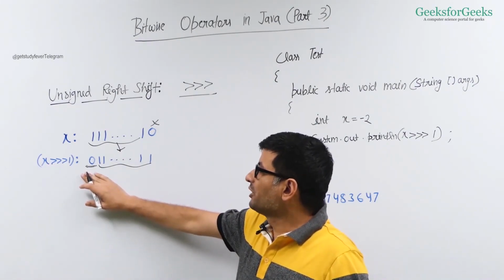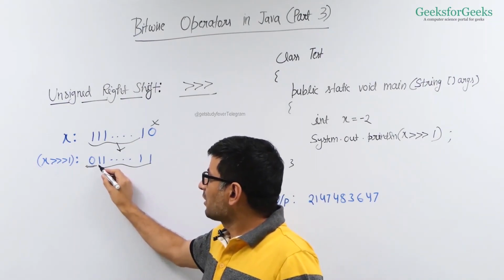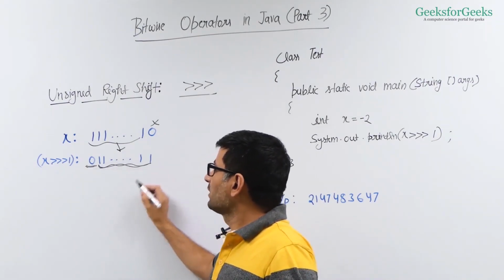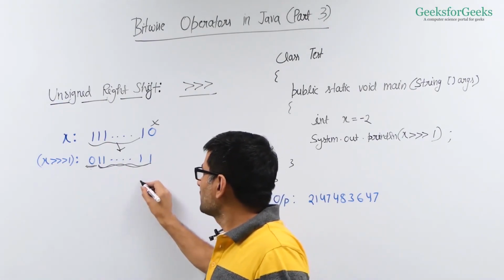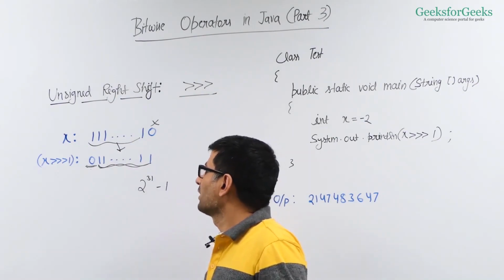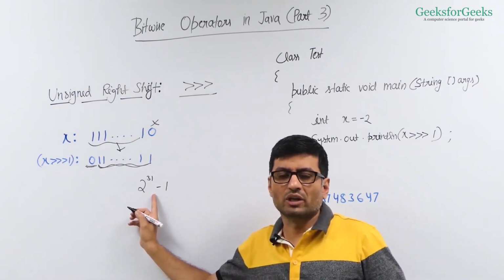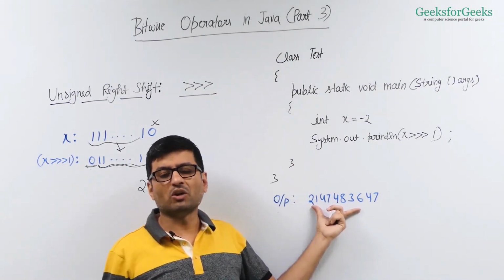So what is the value of this? See, there are 31 ones and then there is a 0. So what is the value of 31 ones? 2 raised to the power 31 minus 1. That's the value that you will get, and that's the output of this program.